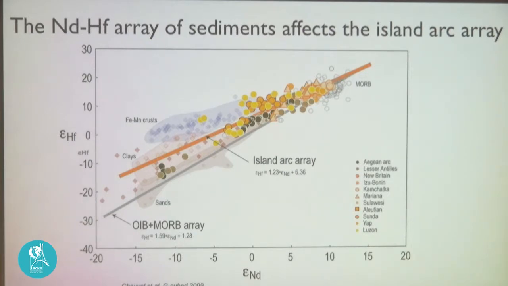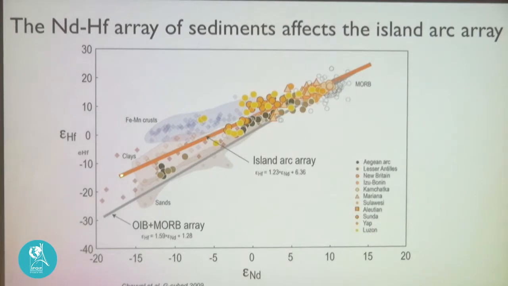And nicely enough, we see that the impact of these sediments is seen when you look at what happened in the island arcs. In island arcs, we see that all the data lie here, and they define an array shown by the orange line here, which I call the island arc array. This array is significantly different from the mantle array, and it is due to the recycling of these sediments that are decoupled, with a lot of clays and probably very little coarse-grained sediment. So we see that there is a bias that is introduced in the arc due to the processes that created the sediments.